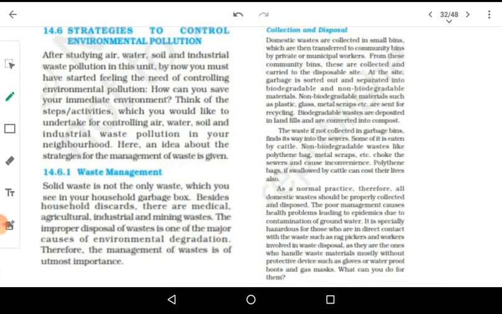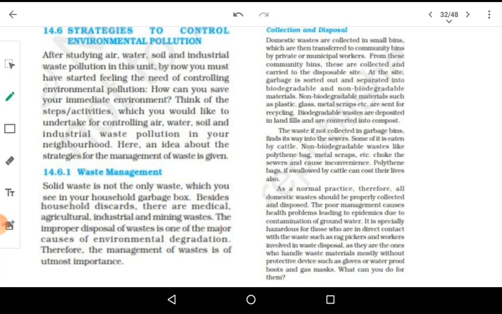Let us see the strategies to control pollution. Now we were discussing the types of pollution, and now the conclusion part, that is strategies to control environmental pollution. So after studying air, water, soil and industrial waste pollution in this unit, by now you must have started feeling the need of controlling environmental pollution. So let us see the methods. First one, we are going to talk about waste management.